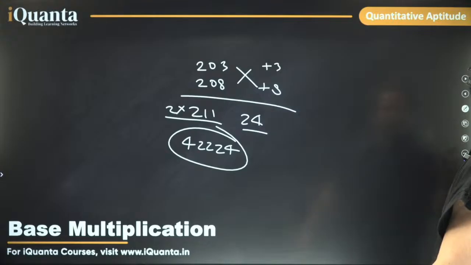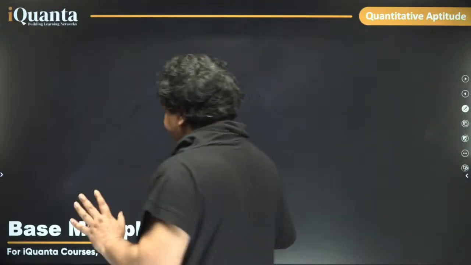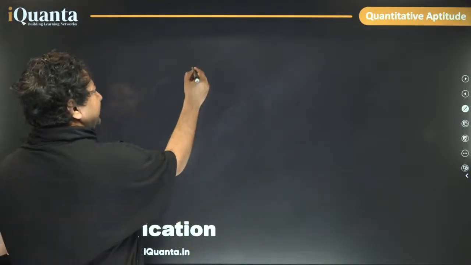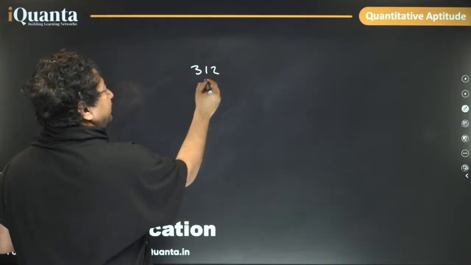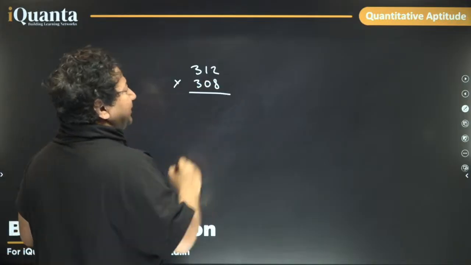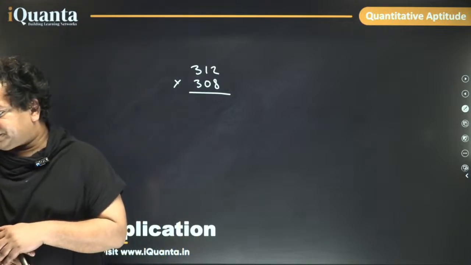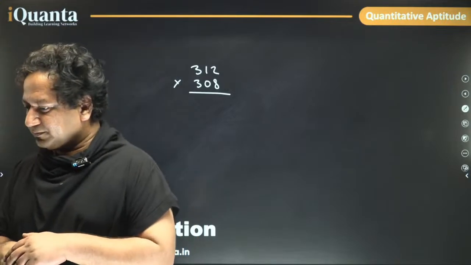Okay, now let me give you random numbers from different bases. If I ask you what is the product of 312 multiplied by 308, chalo, tell me. One by one, I'll give you random numbers. Yes, Rohan, madam.